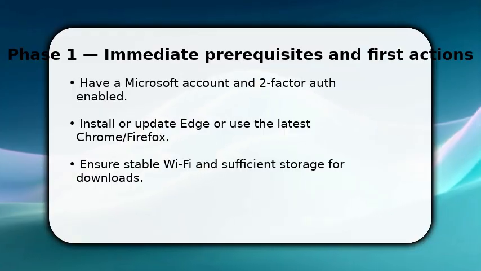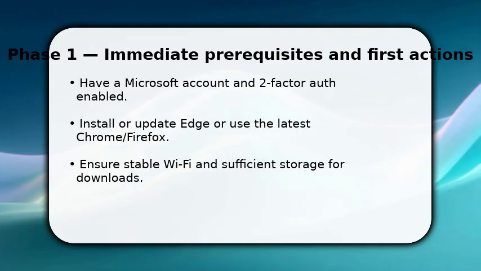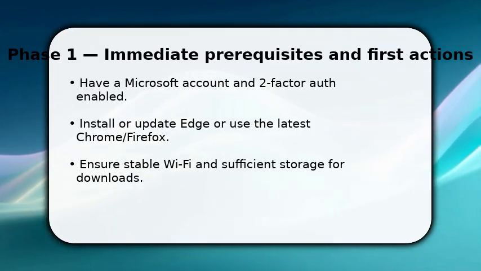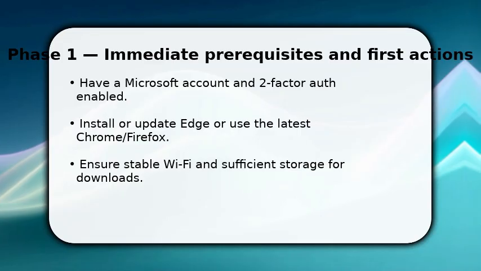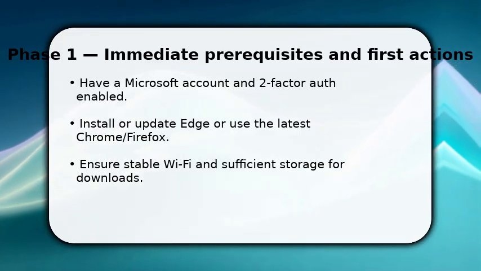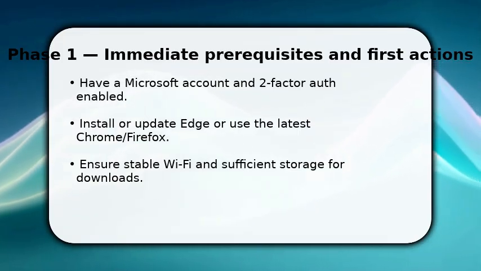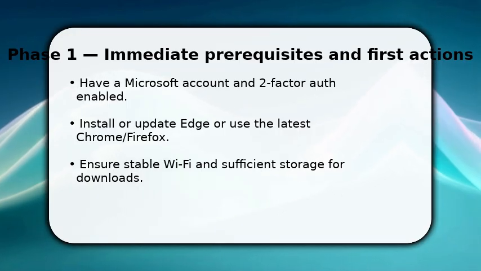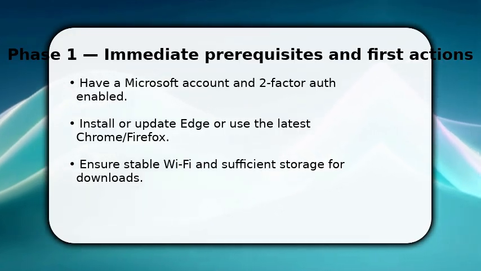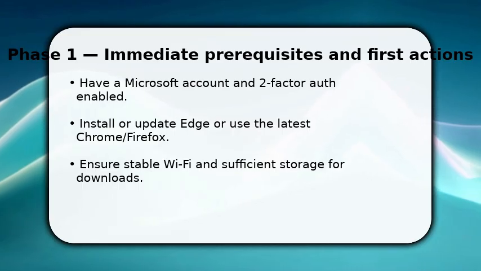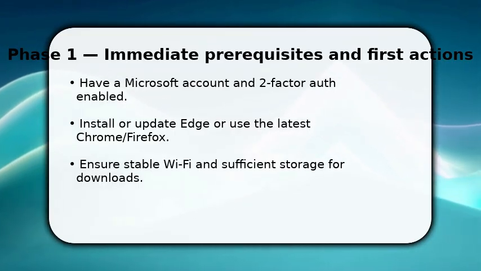You start by confirming essentials. Sign into your Microsoft account and enable two-factor authentication for security. Once done, open Edge or an up-to-date Chrome or Firefox. Make sure browser extensions that block scripts are disabled. You will need a stable Wi-Fi connection and enough local storage to save images.